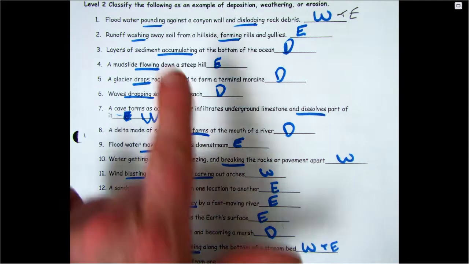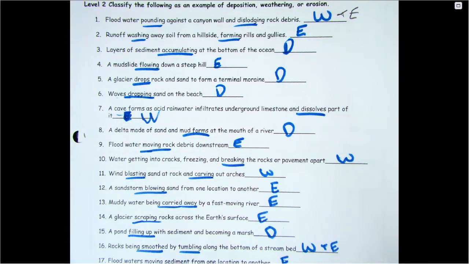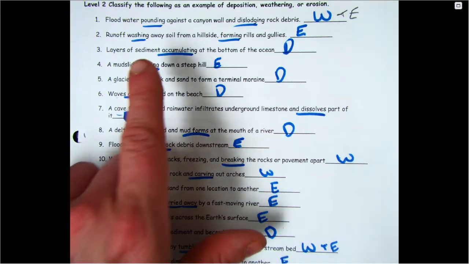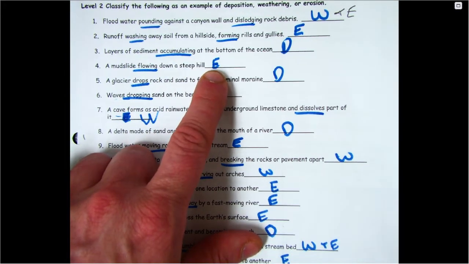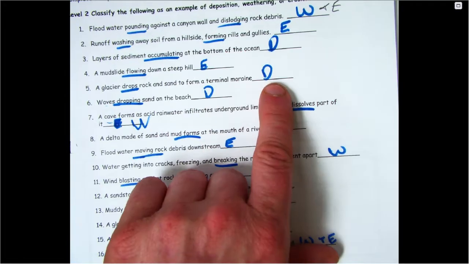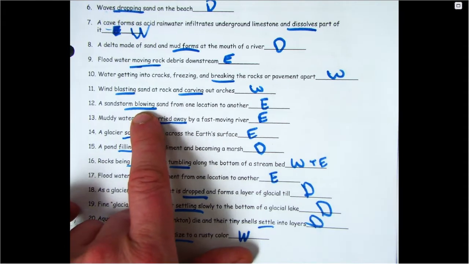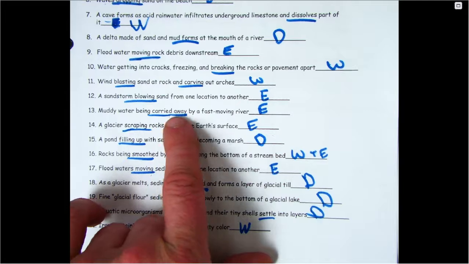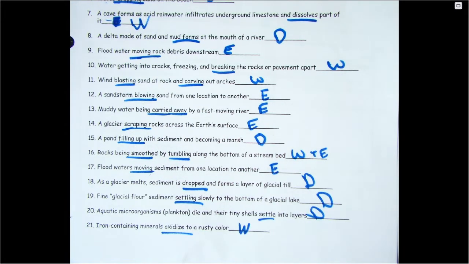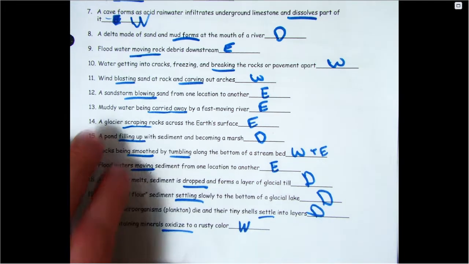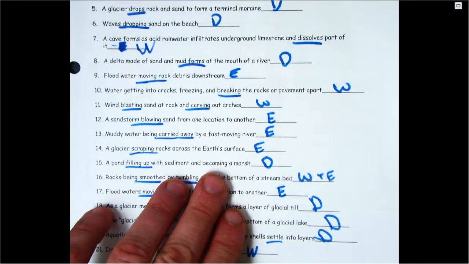I underlined all of the words that give away what kind it is. So like flowing, it must be moving. Drops, it must be depositing. Dropping, depositing. Blowing, it must be moving. So it's erosion. Carried away, erosion. So again, the three big questions are: for weathering, is it breaking it? Erosion, is it moving it? And deposition, is it dropping it off? Okay, so that will take you all the way through the practice.